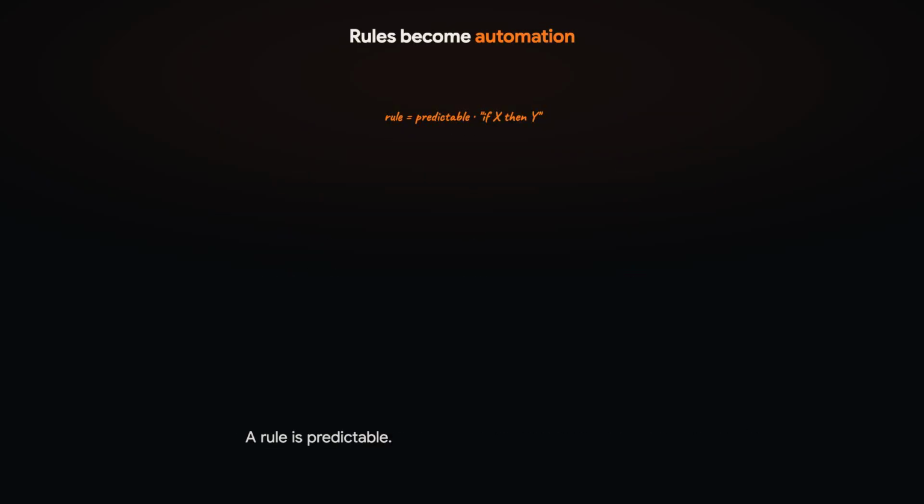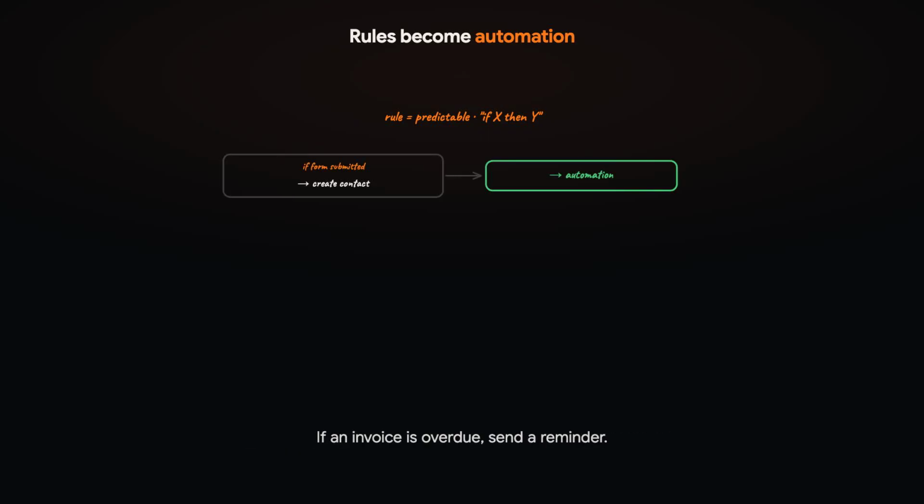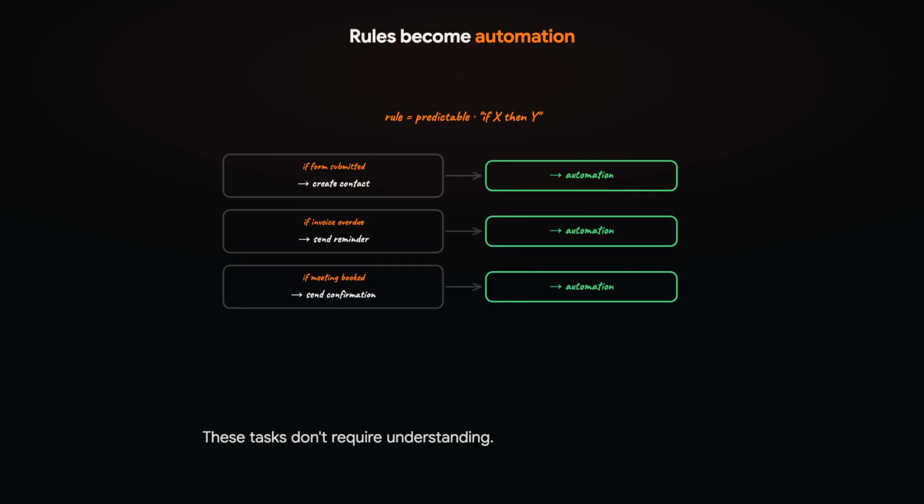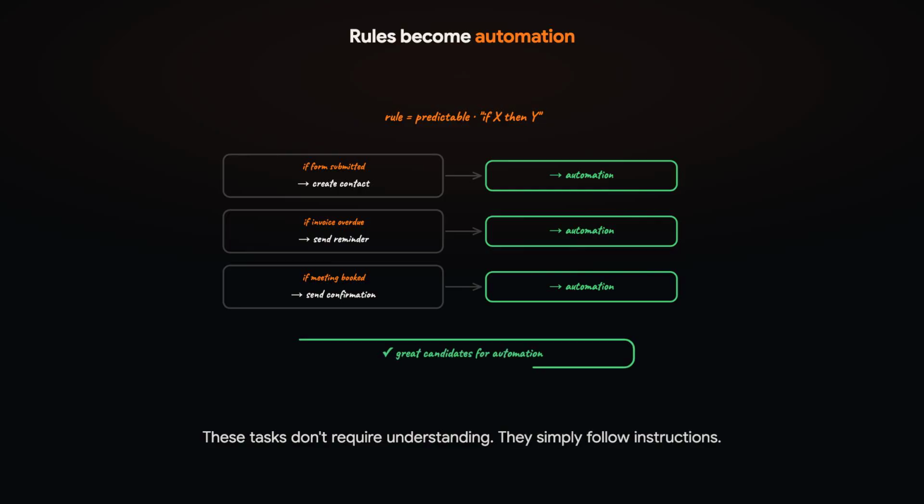A rule is predictable. If a form is submitted, create a contact. If an invoice is overdue, send a reminder. If a meeting is booked, send a confirmation email. These tasks don't require understanding. They simply follow instructions. Those are great candidates for automation.